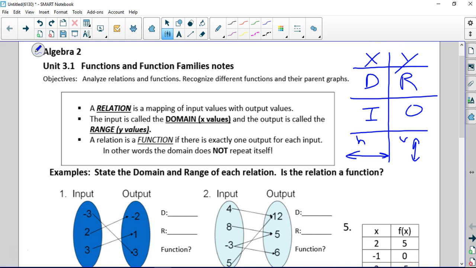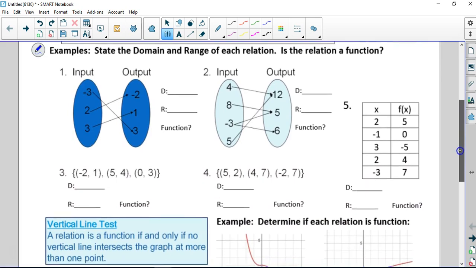So if you notice here, it says the input is the domain is the x values, which just happens to be the left and right of the graph. And the output is the range, which is the y values, which is our up and down on the graph. It's going to come in very handy when we're dealing with any of this.